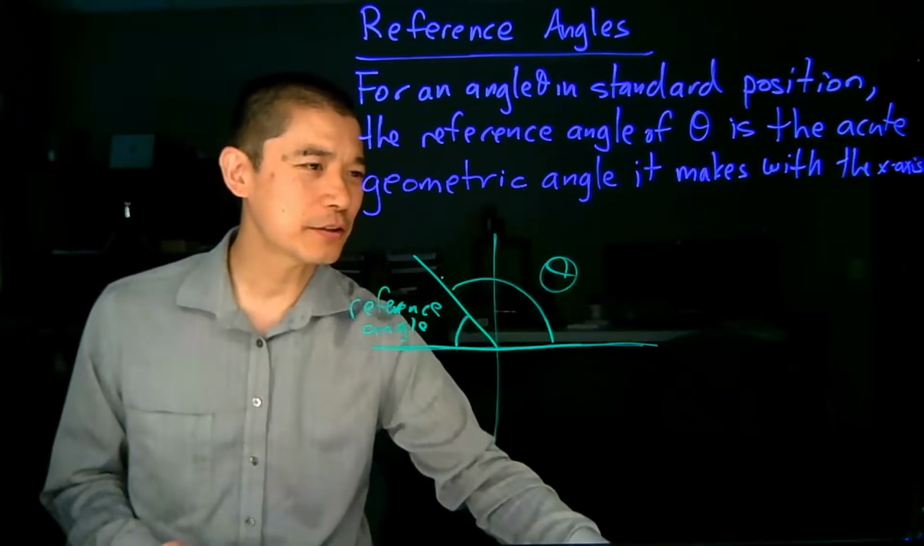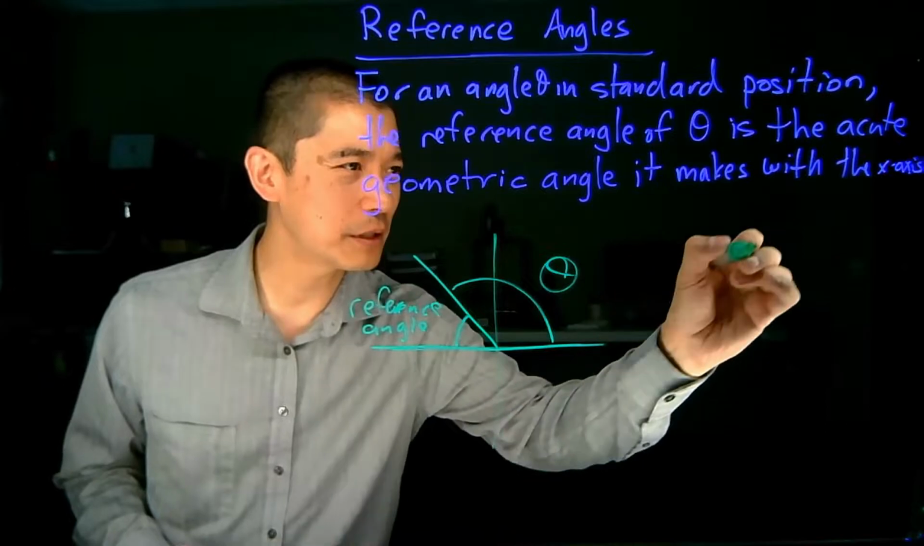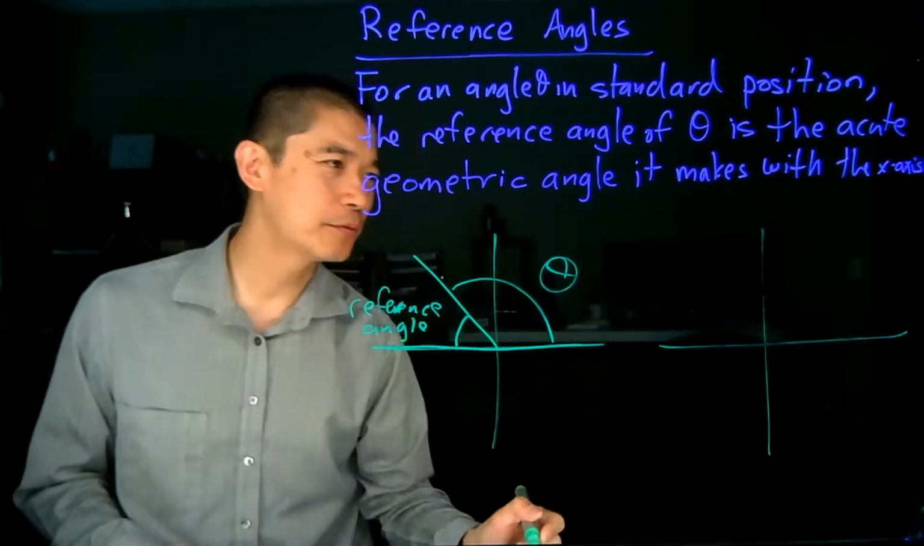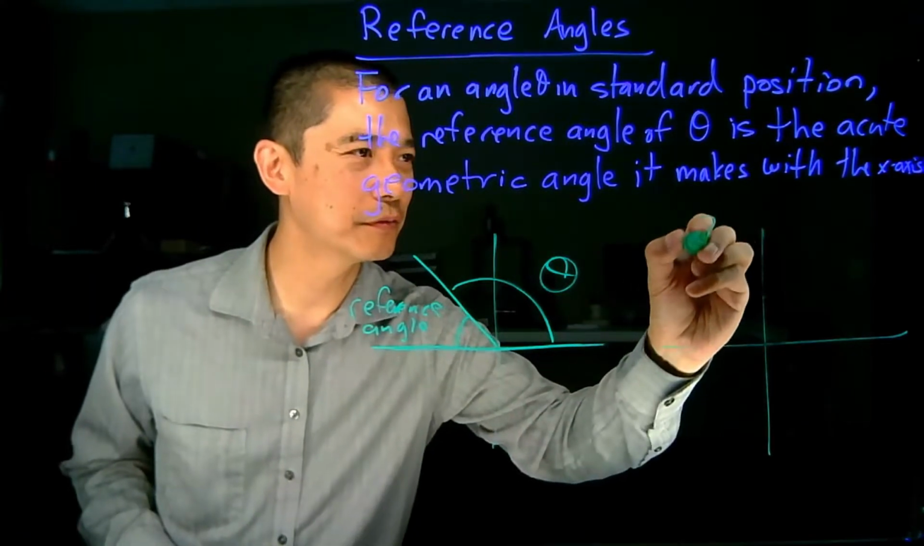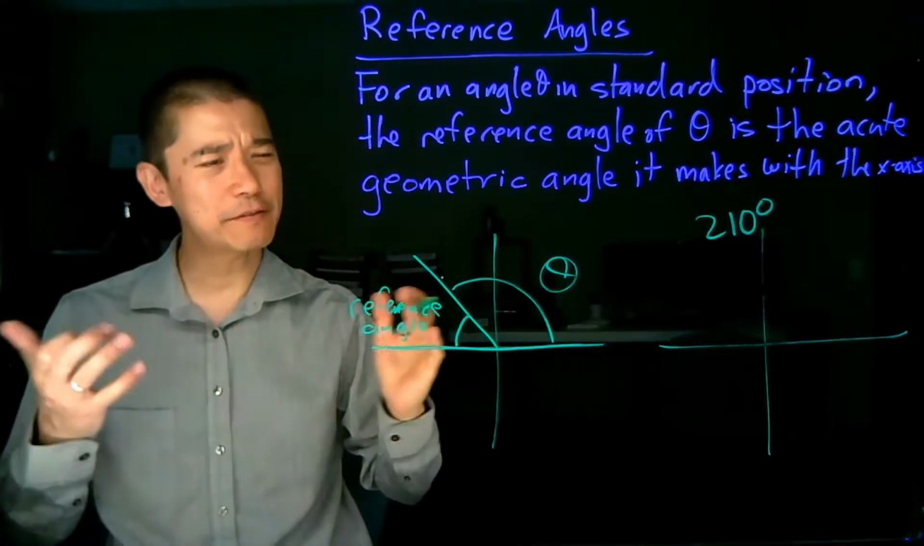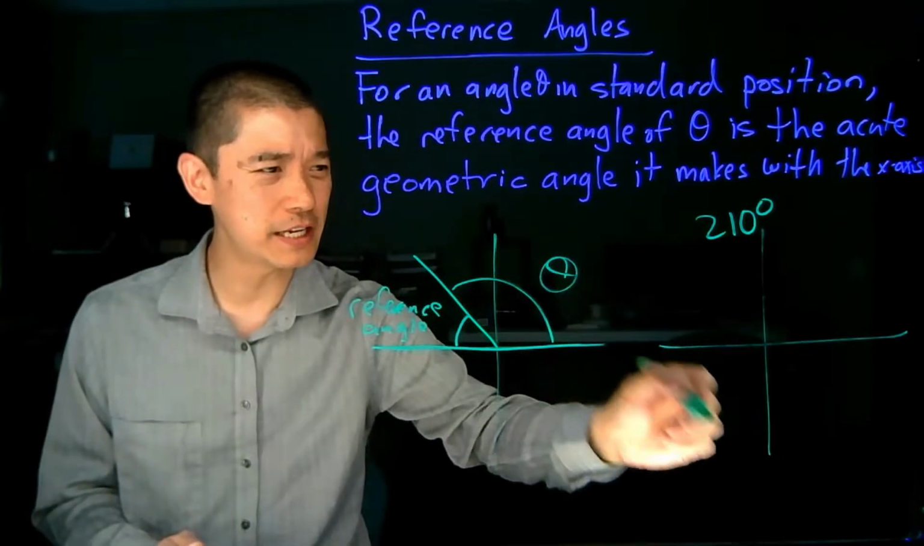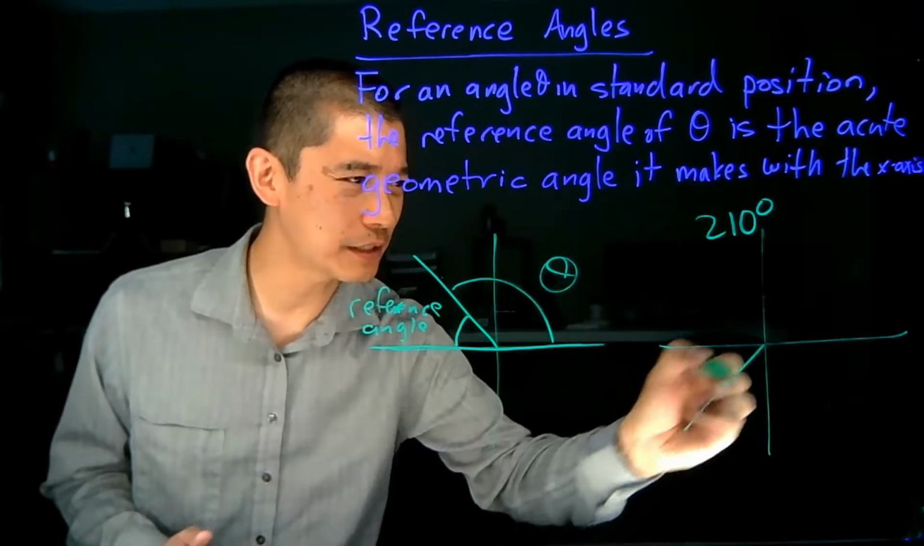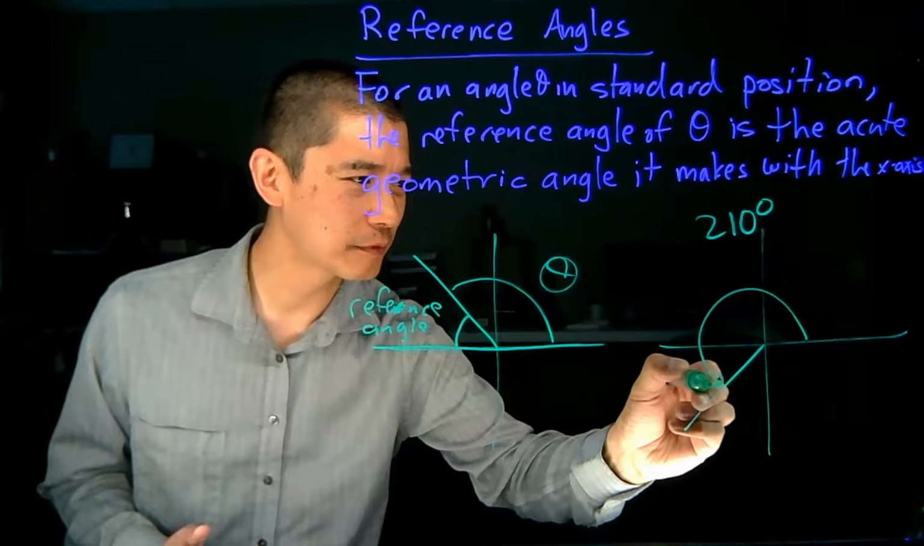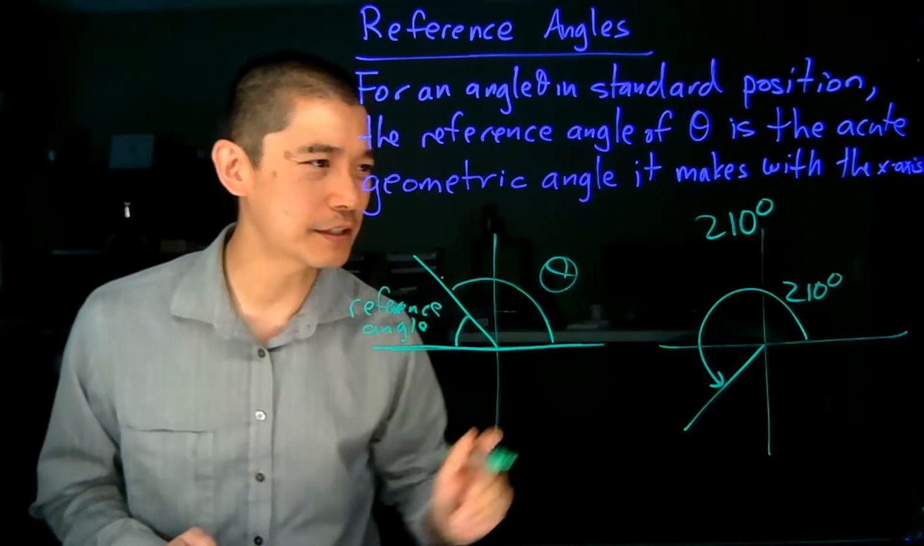And so as a practical example, let's just consider what is the reference angle for a 210 degree angle. So first we have to think about 210 degrees to figure out what quadrant it's in. It's between 180 and 270, so it's going to be in quadrant 3. And so this angle right there is 210 degrees.